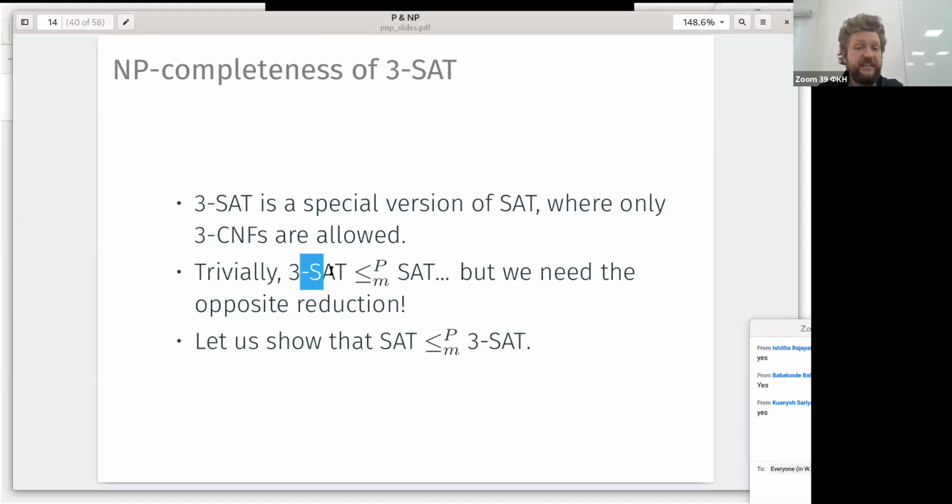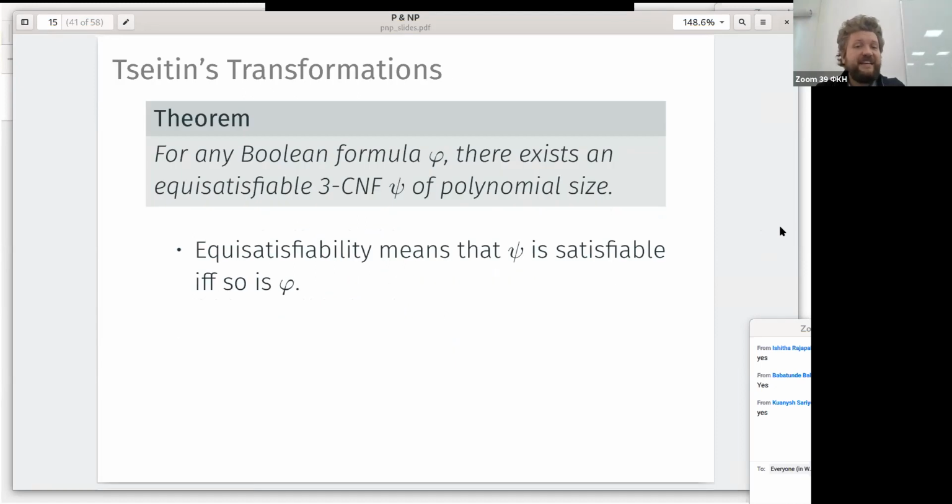We know that 3-SAT is easier than SAT, or not harder. But we have to show that it's not easier. We have to show that it is greater or equal. So we have to reduce SAT to 3-SAT. Instead of trying to satisfy an arbitrary formula, we have to reduce the satisfiability question to satisfiability for 3-CNFs. So this should be a reduction like that. This is done by the Tseitin transformation.